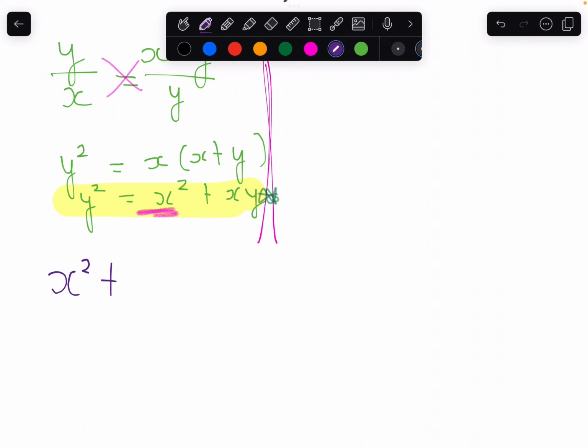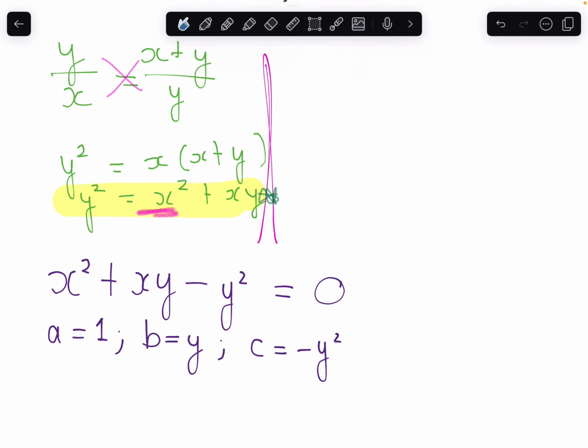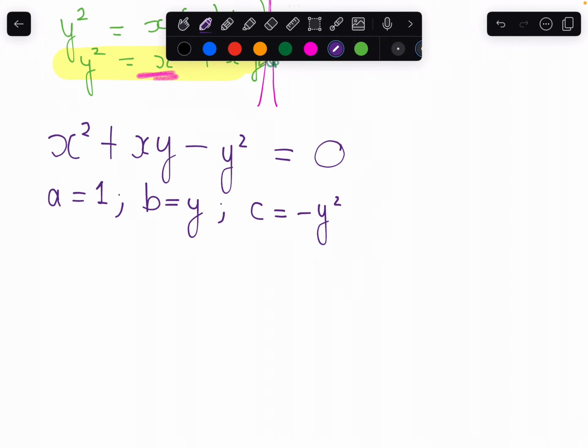x squared plus xy minus y squared is equal to 0. And they treat this as a quadratic equation where a is equal to 1, b is equal to the coefficient of x, which is y, and c is equal to the constant, in inverted commas, which is negative y squared. So they solve for x, right? Because if they can find an expression for x in terms of y, which is what we're going to get, then we can get an expression for x over y easily. So not a bad trail of thought at all.